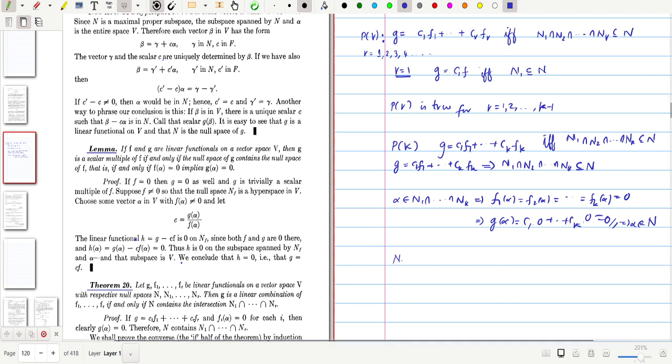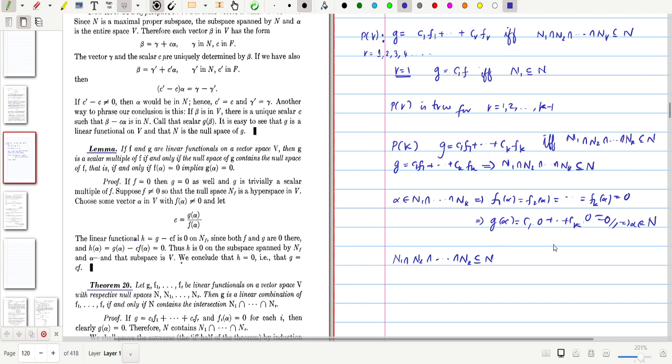It remains to show the next part. If we assume N1 intersection N2 intersection etc. intersection Nk is contained in N, then we have to show that g is a linear combination of these. In order to prove this, we need to establish the existence of such scalars. That is the first thing.